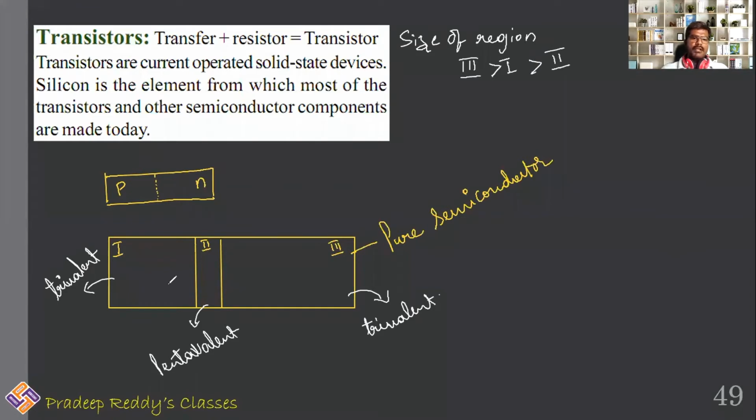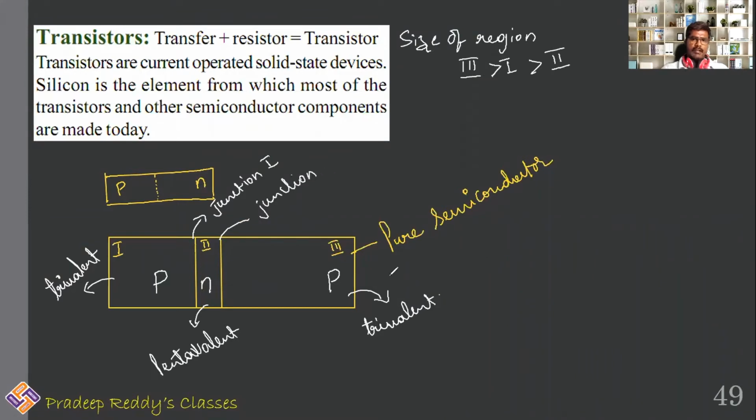If you are doping with trivalent, this becomes a p-type semiconductor, and as you are doping with pentavalent impurities, this becomes an n-type semiconductor. As you are doping with trivalent impurities again, it becomes a p-type semiconductor, right? So PNP, such that this is junction 1 and this is junction 2.